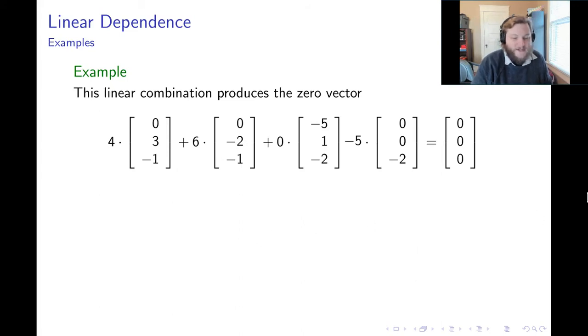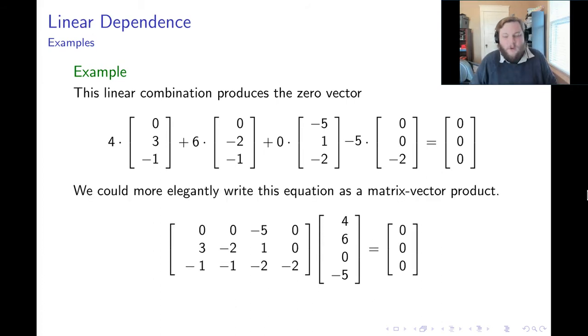Let's look at an example to illustrate this concept. So here, what we're doing is we're taking a particular linear combination of 4 vectors in R3, and this linear combination produces the 0 vector. Right away, we know that this list of vectors must be linearly dependent because at least one of the scalars we use in the linear combination is not 0. In fact, 3 of the 4 scalars we use are not 0.